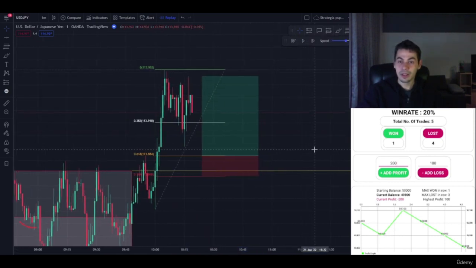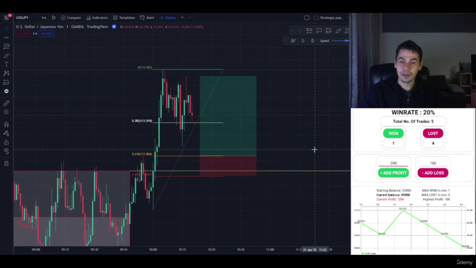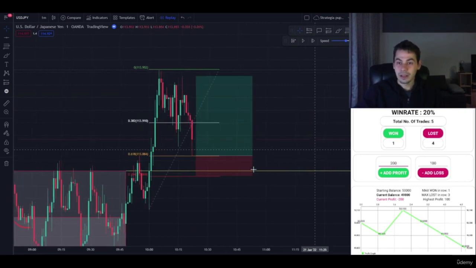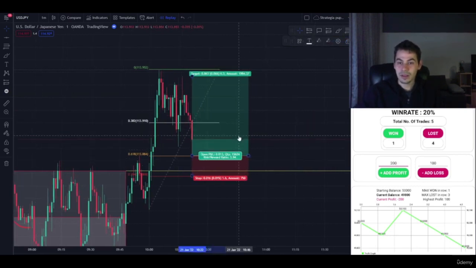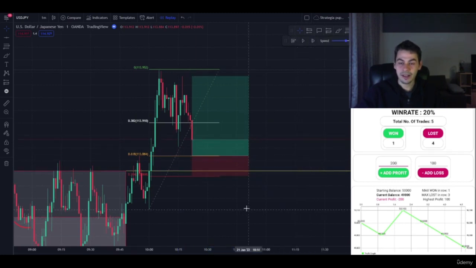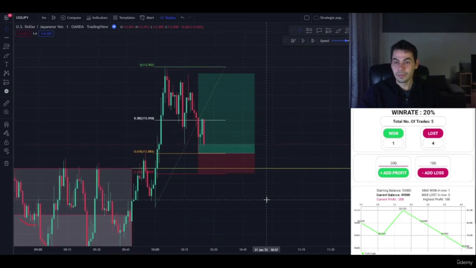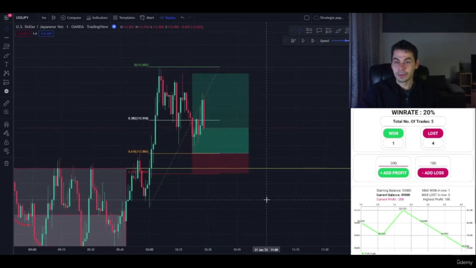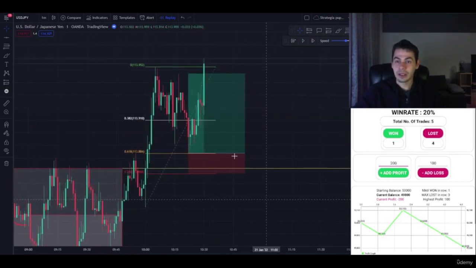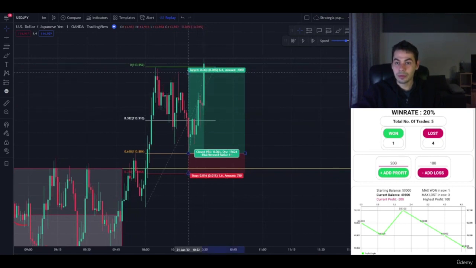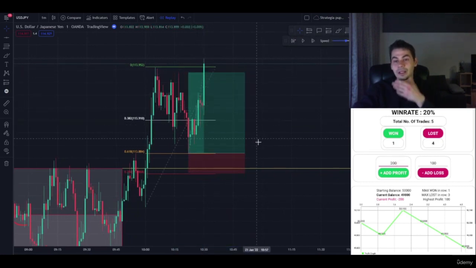This is too bad because we would have gotten our take profit taken right there. It's a pity that the stop loss was taken. Now we are in the second trade using this fib. And again, this time we take the profit, we take the full profit. So I was right the first time.